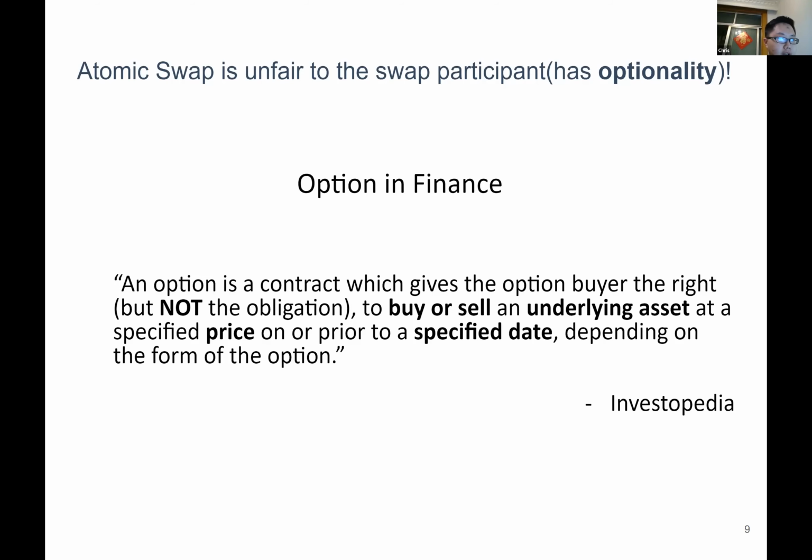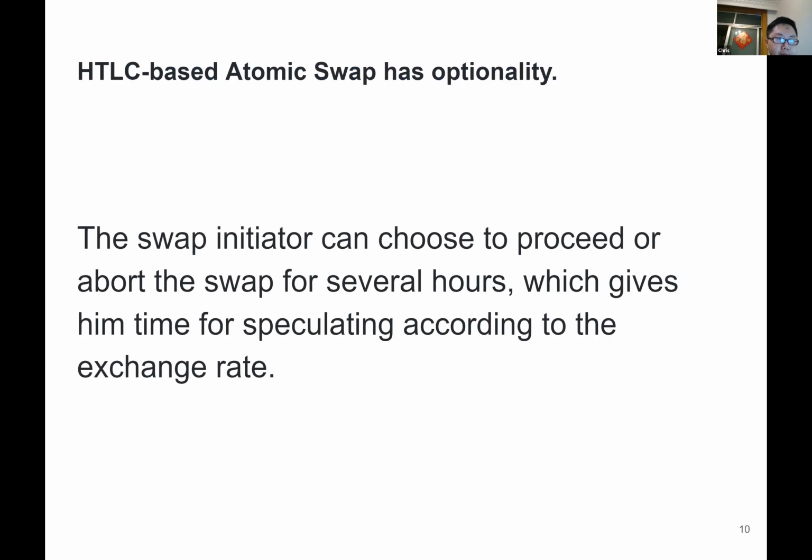So in terms of the HTLC-based atomic swap example, HTLC-based atomic swap has optionality in that the swap initiator can choose to proceed or abort the swap for several hours, which gives him time for speculating according to the exchange rate.